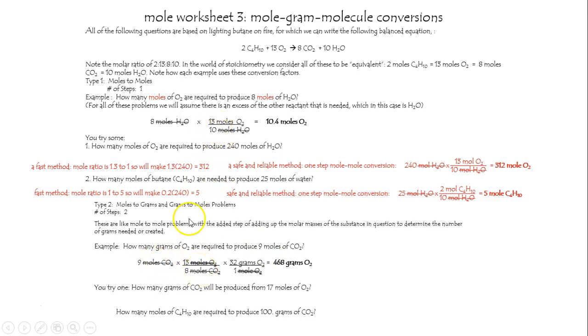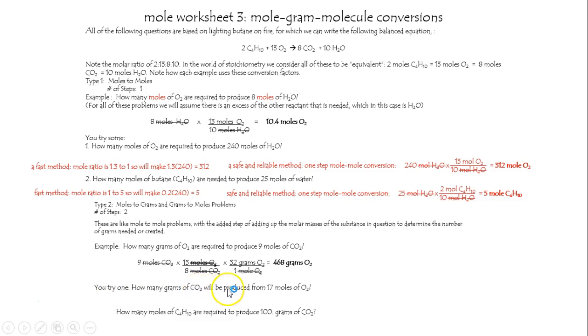Numbers in front. 8 moles of carbon dioxide produced requires 13 moles of oxygen reacted. What does it weigh? That's the difference. It's like mole to mole, and then what does it weigh? Well, it weighs 468 grams of oxygen when you punch it through. Another one, and our last one.